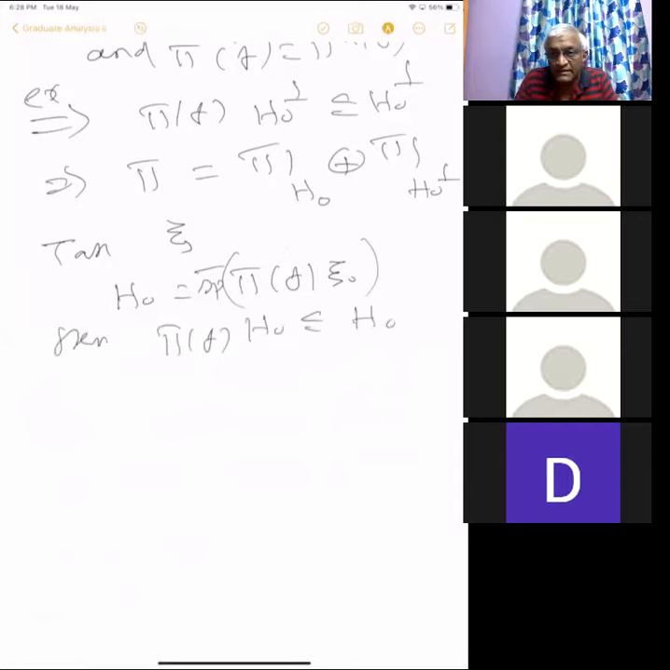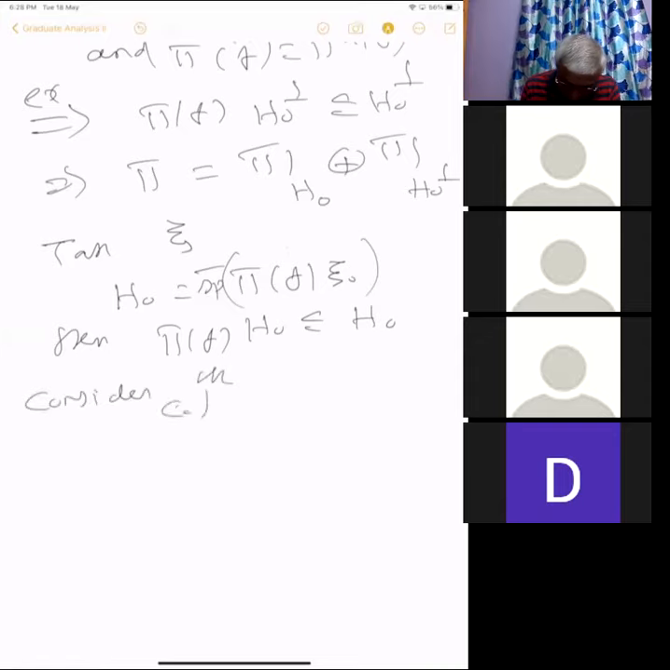That is clear: pi of H naught is contained in H naught. If you apply it on this dense set of vectors, it is just pi of f xi naught. If you apply some pi of g, it is just going to be pi of gf xi naught or something, which is again in H naught. So H naught is clearly invariant. So there exists one such element in the following collection. I don't want to go through the Zorn's lemma argument, which is standard. We have done it several times. Consider the collection Hn and xi n.